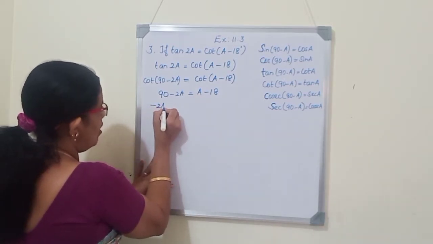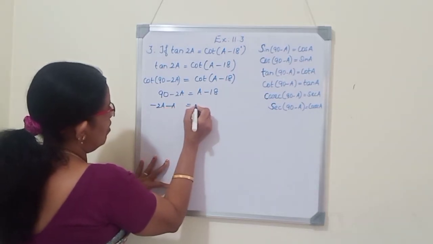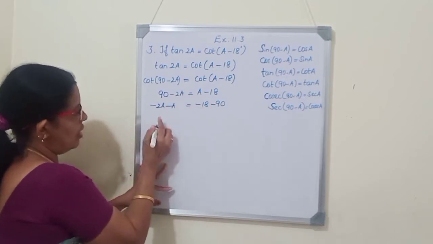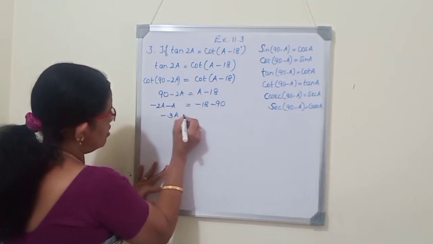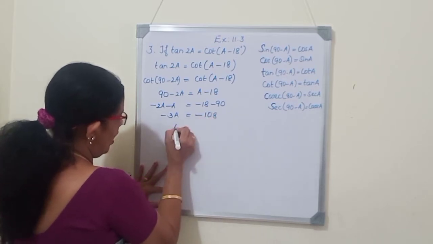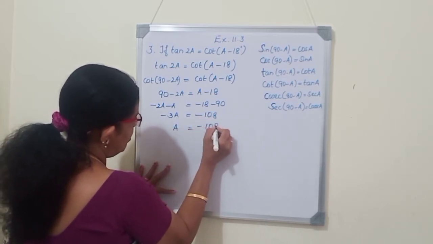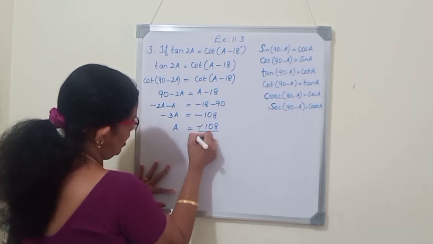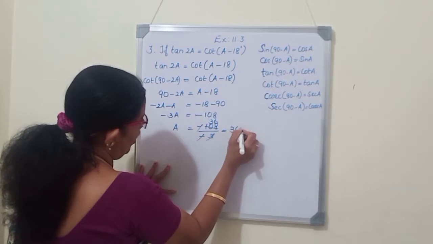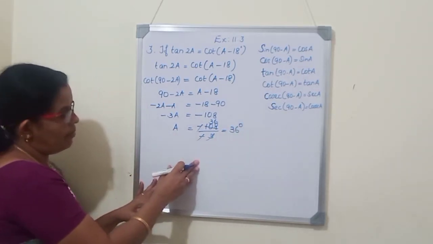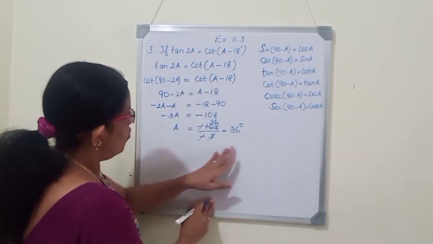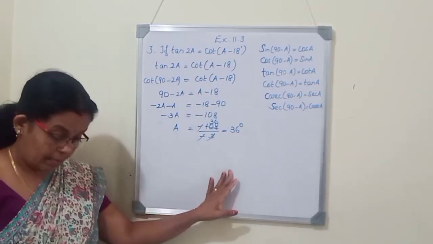So minus 2a minus a is equal to minus 18 minus 9. Or we can interchange and write minus 3a equals minus 108. A equals minus 108 by minus 3. Minus minus cancel. 3 3s are 9, 3 6s are 18. So what is the value of a? 36 degree. So 2 into 36 becomes 72 degree. It is less than 90. It's an acute angle. So value of a is 36.